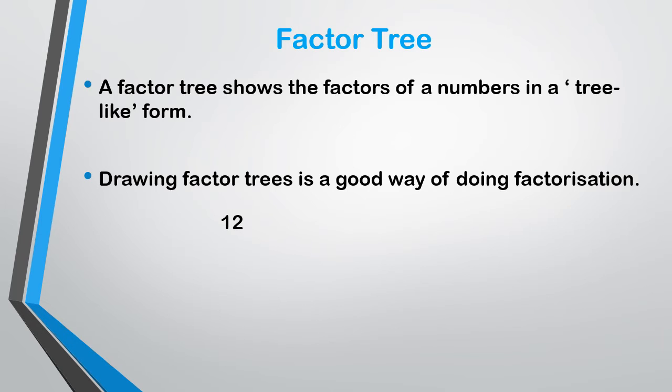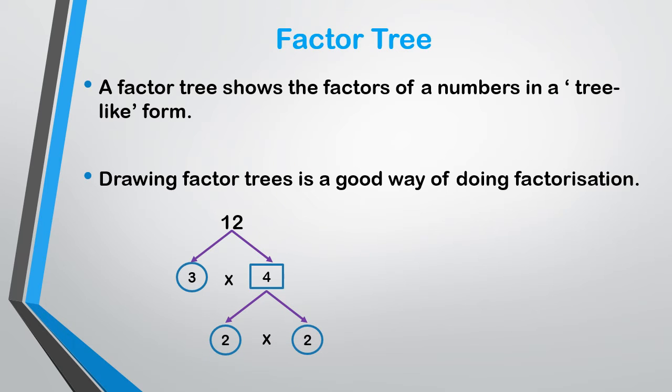12. What are all the factors of 12? 3 4s are 12, isn't it? 3 4s are 12. Okay. Then what are all the factors of 3? 1 and 3. We don't have any other factors for 3. Okay. Then for 4, we can write 2 into 2. 2 2s are 4. Then again we can't split 2. 1 2 is 2 only. We don't have any other factors for 2. So we can stop here.